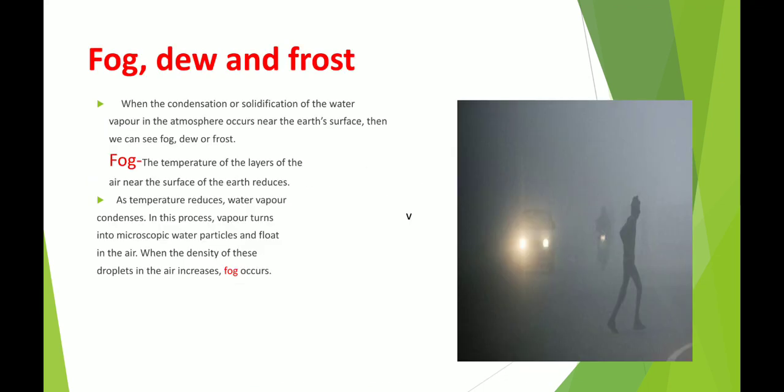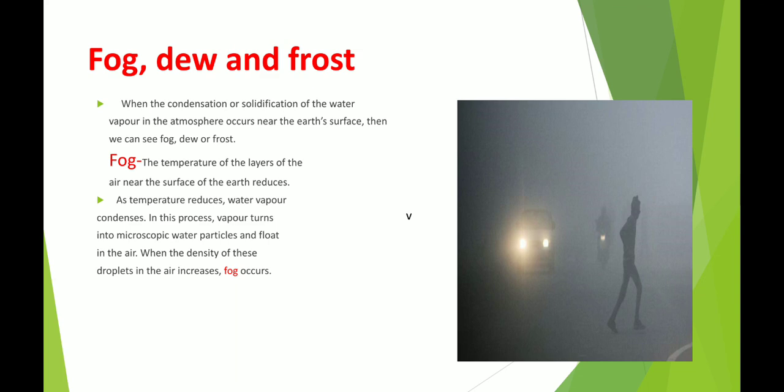Next, the major forms of precipitation are fog, dew and frost. These are also forms of precipitation, but they occur near the earth's surface. Rainfall, hail and snowfall fall from the sky, but fog, dew and frost occur near the earth's surface. Then we can see fog, dew or frost. First, what is fog?